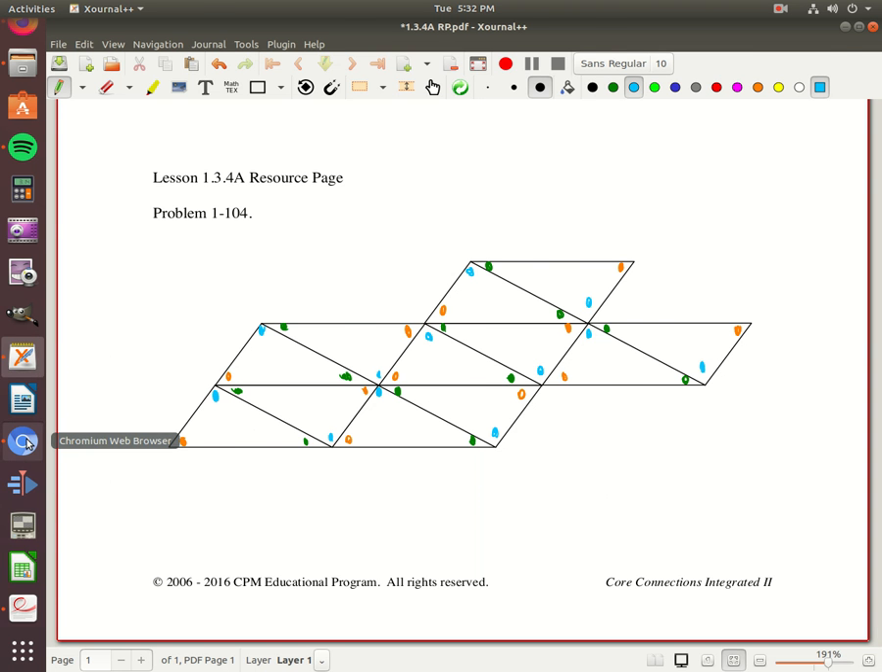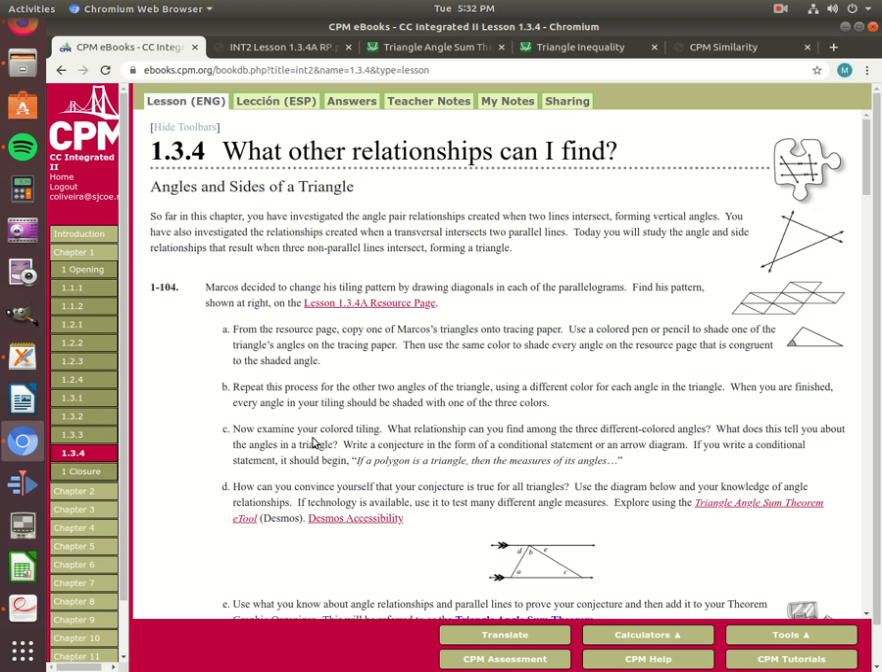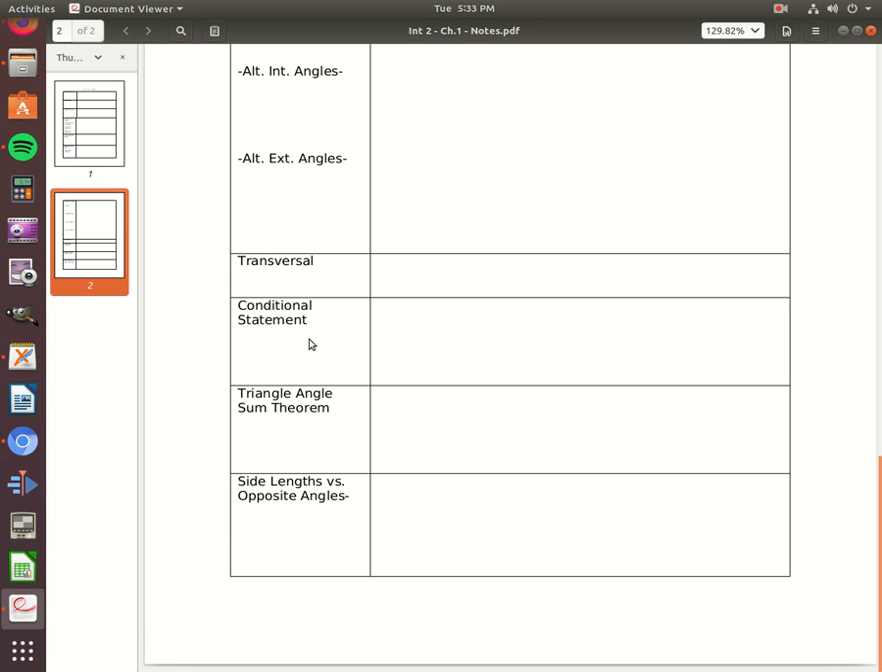All right, so let's go back and keep going here. It says, now examine your colored tiling. What relationship can you find among the three different colored angles? What does this tell you about the angles in a triangle? Write a conjecture in the form of a conditional statement. Obviously we've been talking about conditional statements, so like the if-then statement, right? So hopefully we're okay with that.